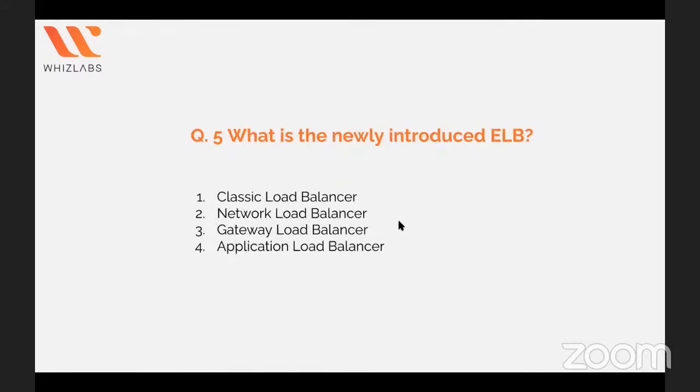So the last question: what is the newly introduced elastic load balancer? There are 4 types of load balancers present in ELB. First is classic load balancer, second is network load balancer, third is gateway load balancer, and fourth is application load balancer. The answer to this was launched at re:Invent 2020. And 30 more seconds to go for this.